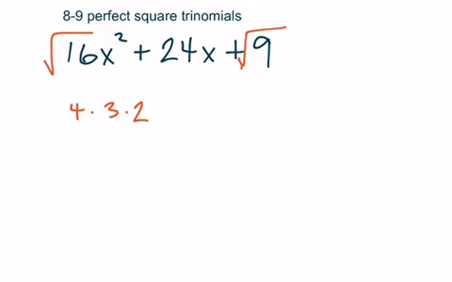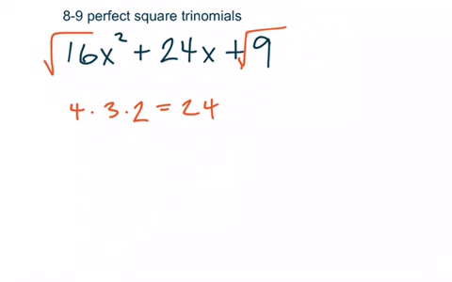What we are doing here is determining the number in the middle. Is it going to be the product of the square root of the first and the last term times 2? So here we multiply 4 times 3, which is 12. 12 times 2 is 24. So, there you go. Yes, we do have a perfect square trinomial.